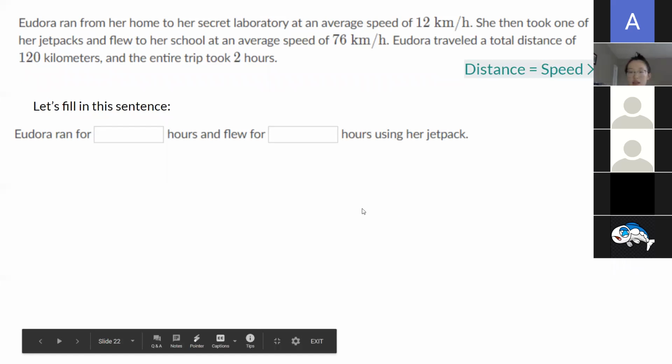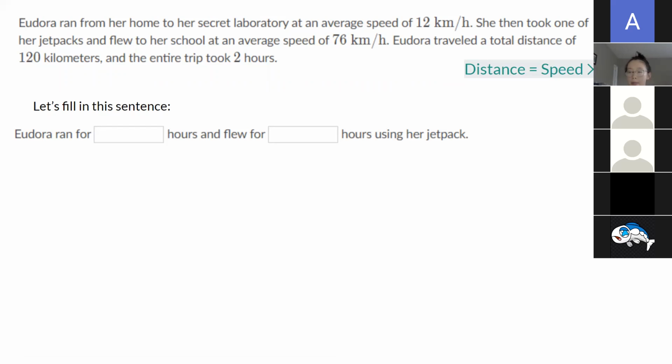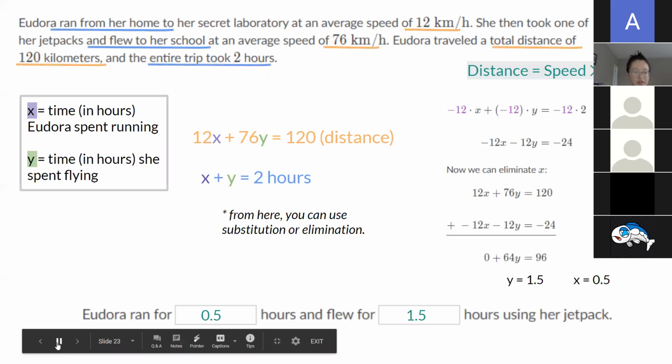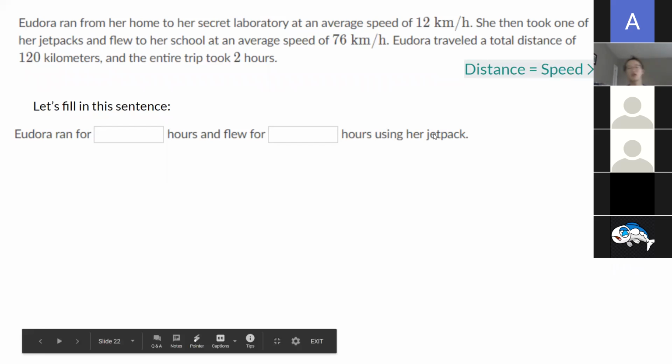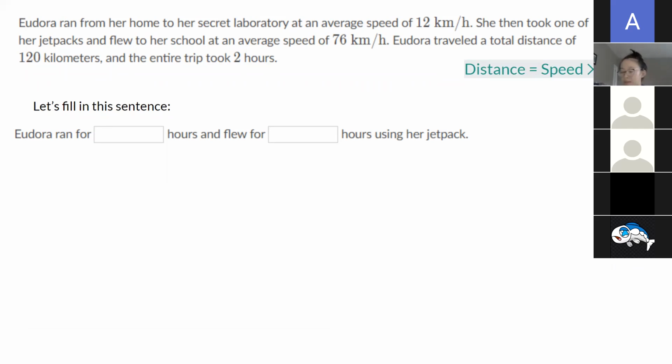So here's another system that I want you guys to try. There's a really helpful formula. I'm not sure if you guys know it, but it's in the top right-hand corner, and it says distance equals speed times time. I'll give you guys a couple minutes to try this on your own. Hopefully you guys really try it this time.